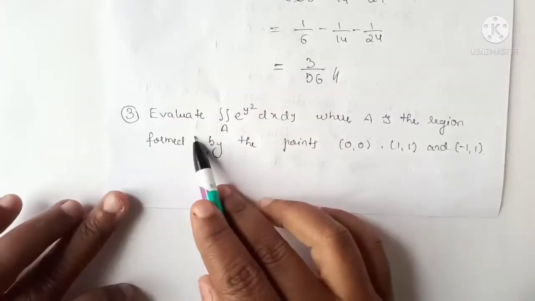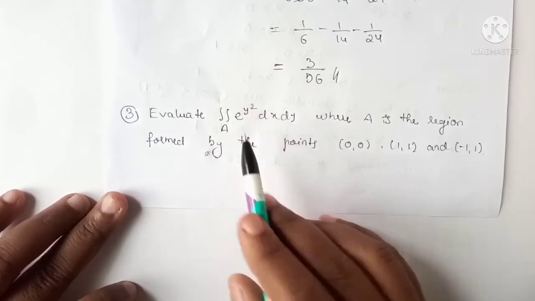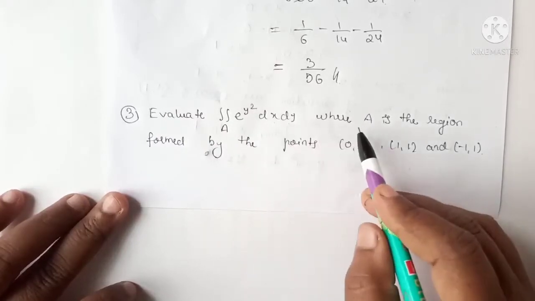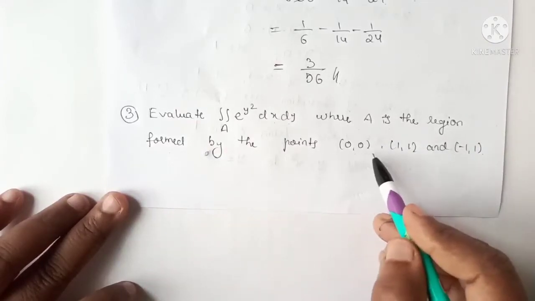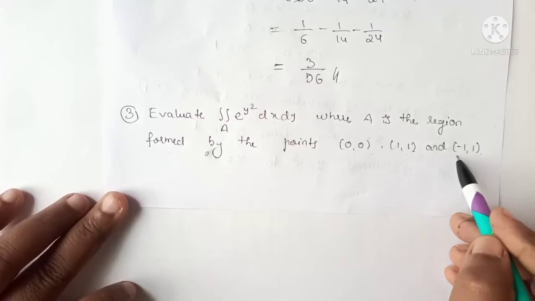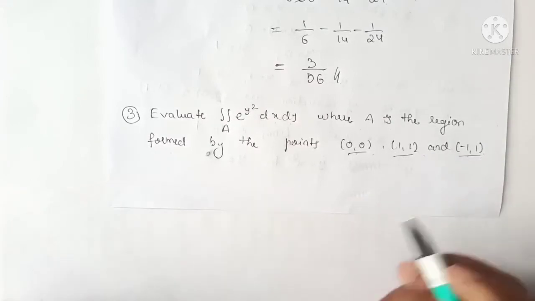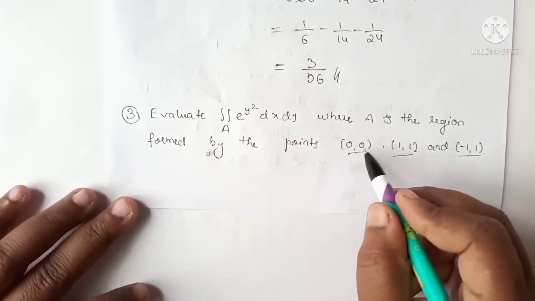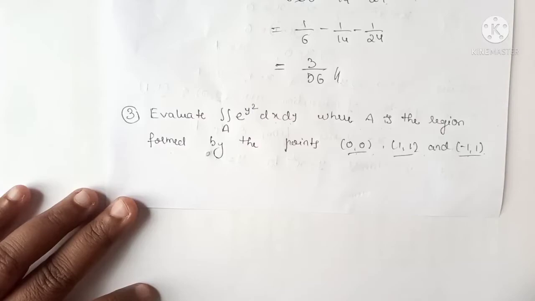Next problem, evaluate the double integral over A of e power a square y square dx dy, where A is the region formed by the points 0, 0, 1, 1, minus 1, 1. So that means we have to draw these points roughly. So joining all these points we get the area of the integration. So we draw these points roughly.